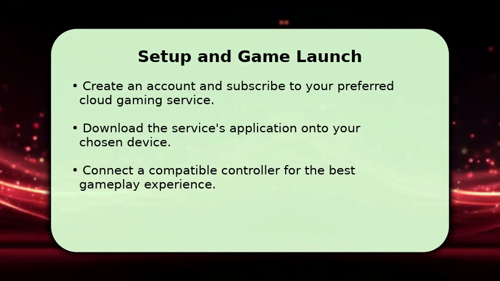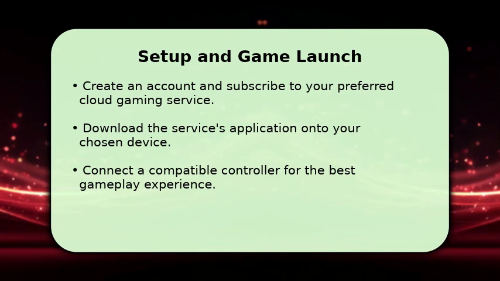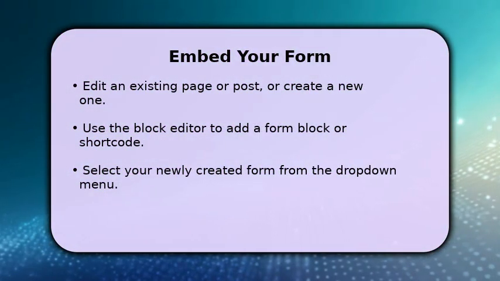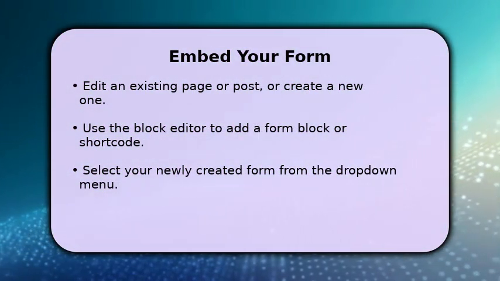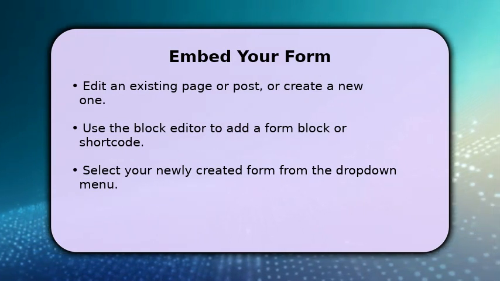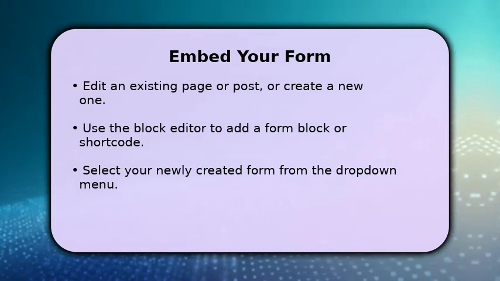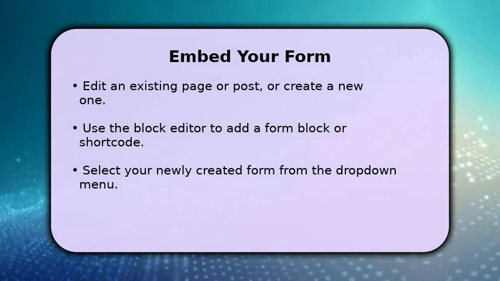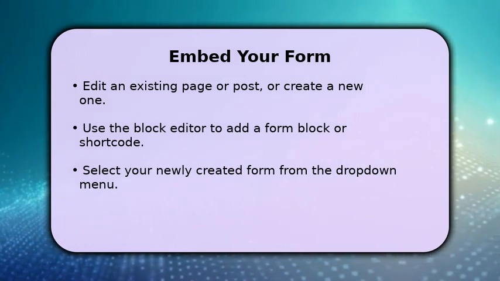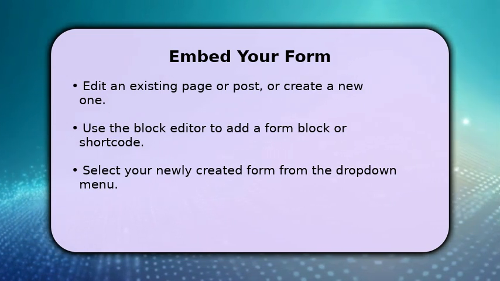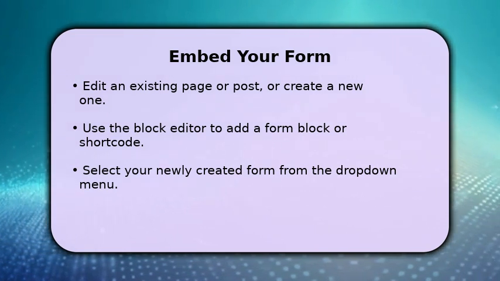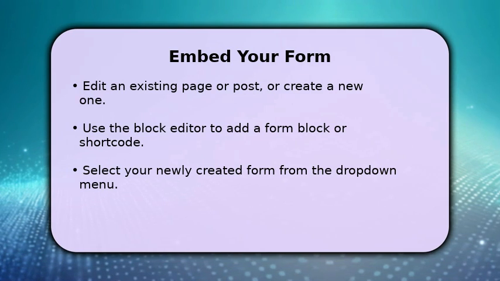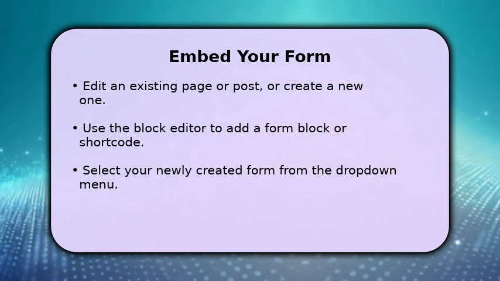Finally, let's get your form onto your website. Navigate to the page or post where you want the form to appear, or create a brand new one. Within the WordPress block editor, you can easily add a dedicated form block or paste a shortcode provided by your plugin. Simply select your newly created form from the available options, then publish or update the page to make it live for your visitors. It's that simple.